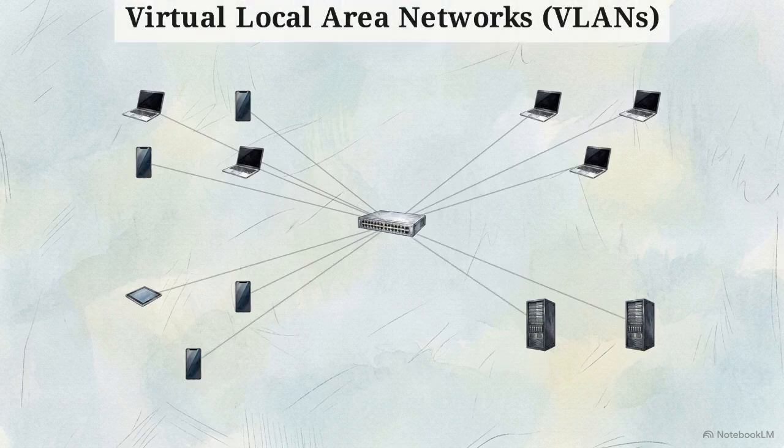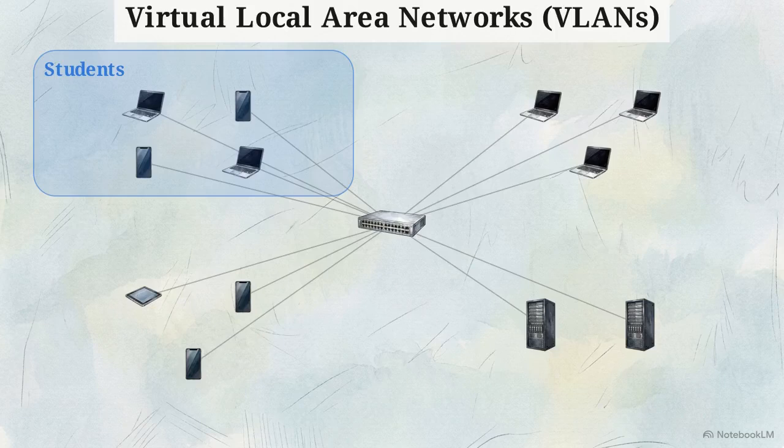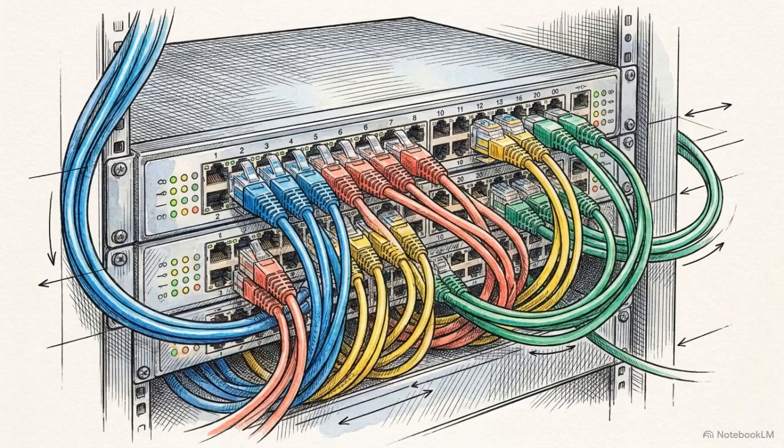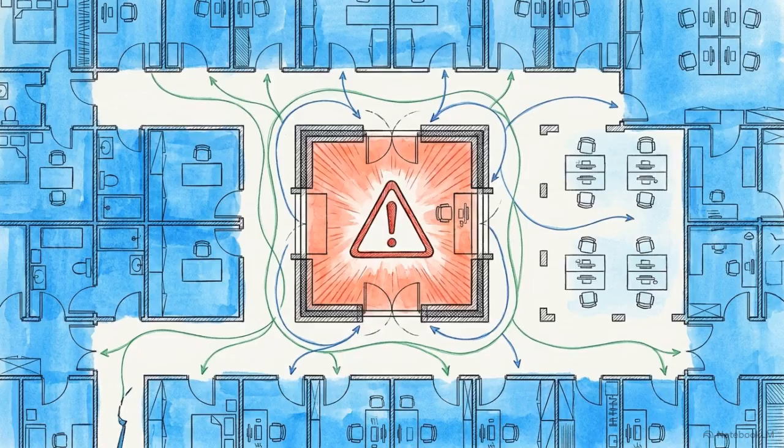These logical divisions are called Virtual Local Area Networks, or VLANs. The school is split into 4 distinct groups: students, staff, guests, and the internal servers. Devices within the same VLAN can communicate with each other, but the switch prevents that data from crossing over into a different VLAN. This structural change forces the network to defend itself from the inside, trapping threats within a single segment rather than allowing them to roam the entire building.